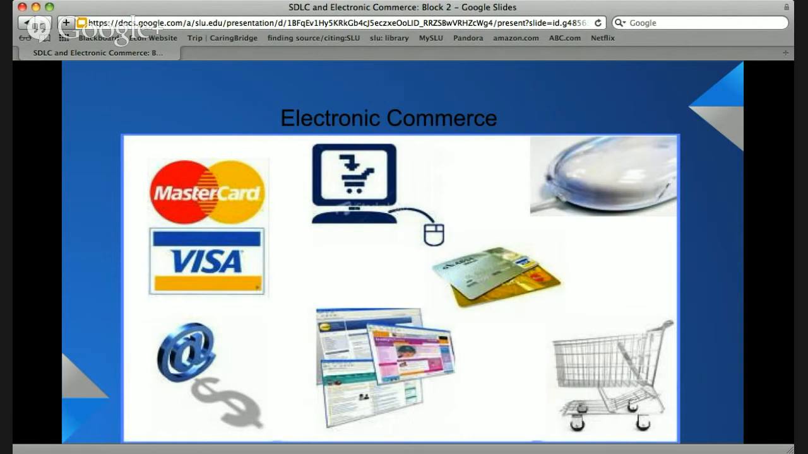I hope now you have a better understanding of system development lifecycle and e-commerce.